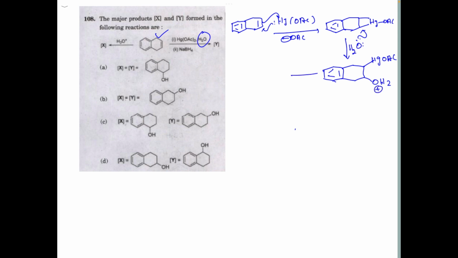Okay. Now OAc minus will take one proton from here and we will have the neutral molecule.